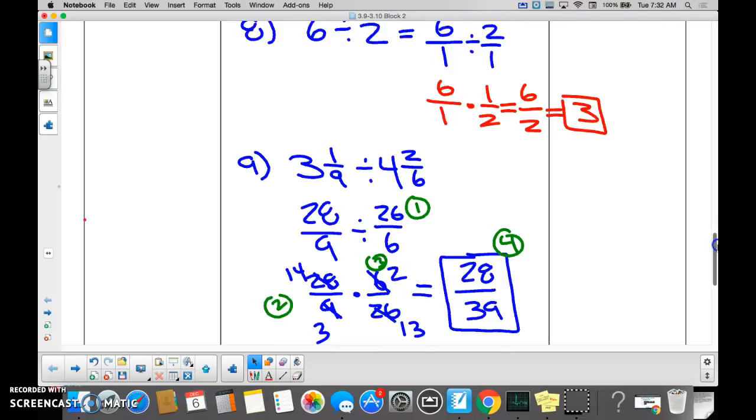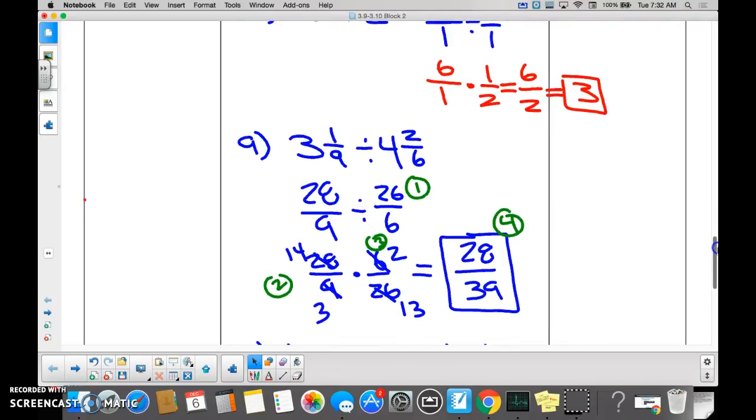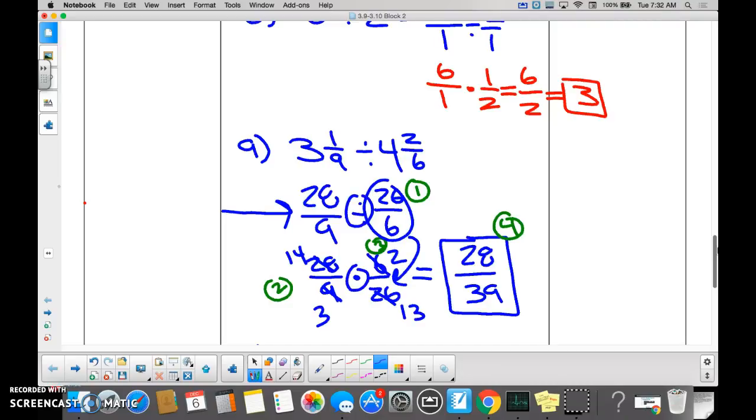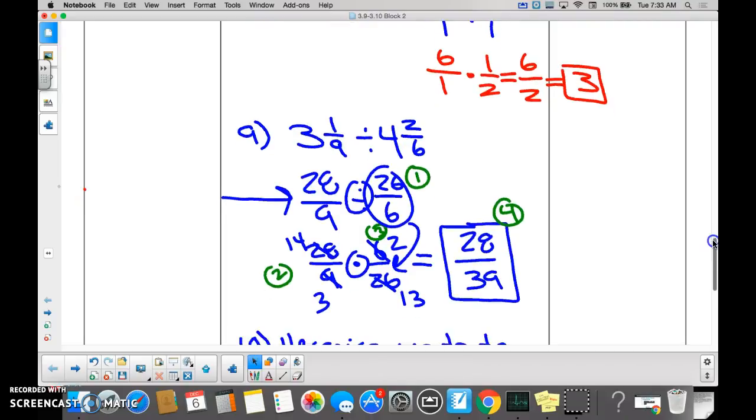Number 9, not much different here than anything else. You have mixed numbers, so you convert them to improper first. Then, after you get them converted to improper, you flip the second and multiply. So here we converted them to improper, and then we took 26/6 and we flipped it to get 6/26. Our division sign became a multiplication sign. We did some cross-reducing, as you can see, and got an answer of 28/39.